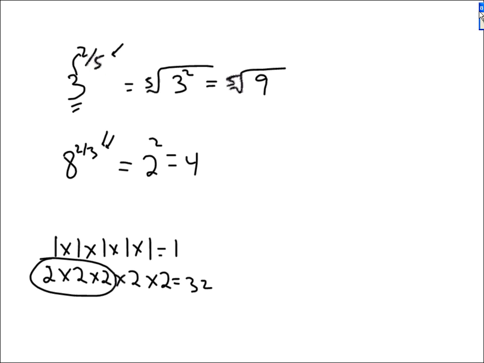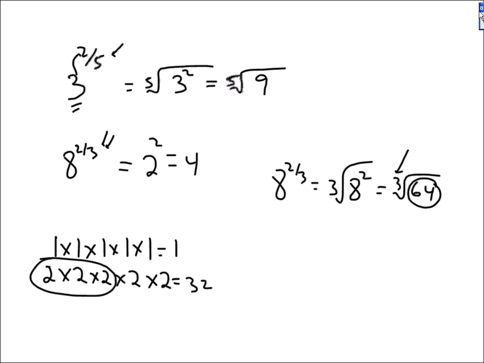Now, if you say 8 to the 2/3 is 8 squared, the cube root, this also works. However, look at the price we paid. We now have a big number. My question over here on the left was, what times itself 3 times gives me 8? Now we're asking, what times itself 3 times gives me 64? That's a much harder problem.